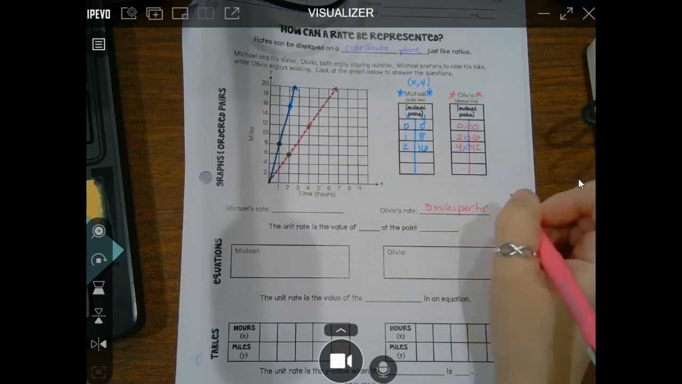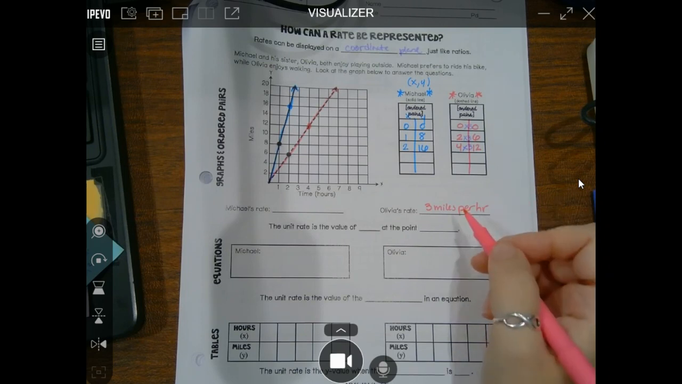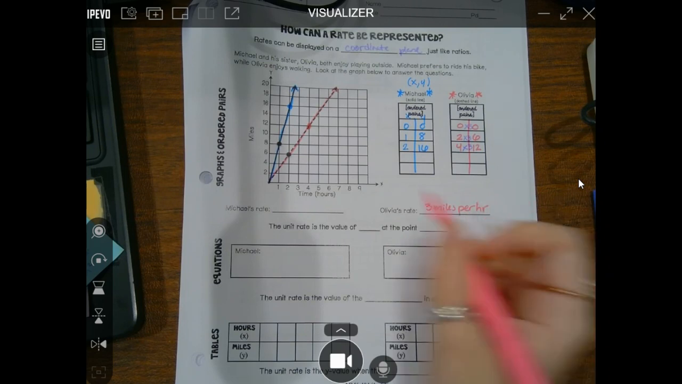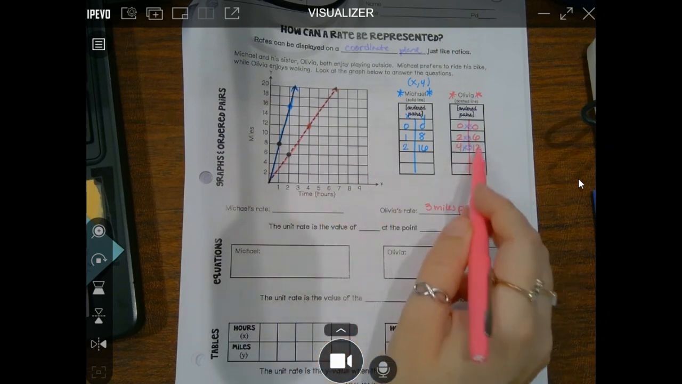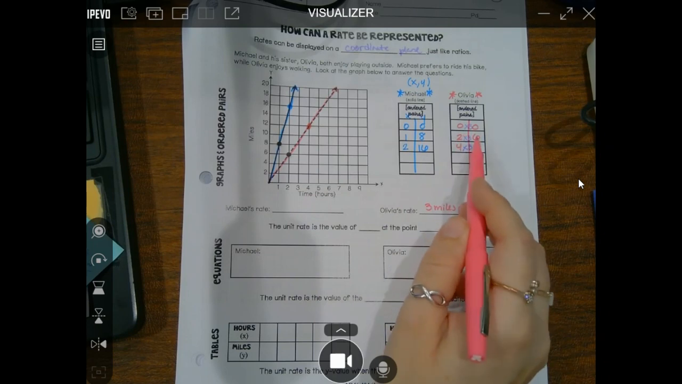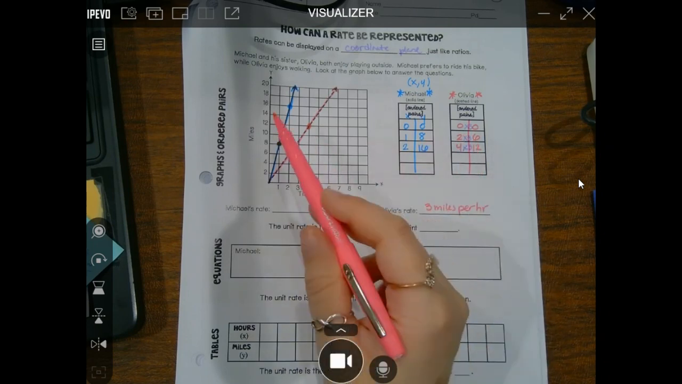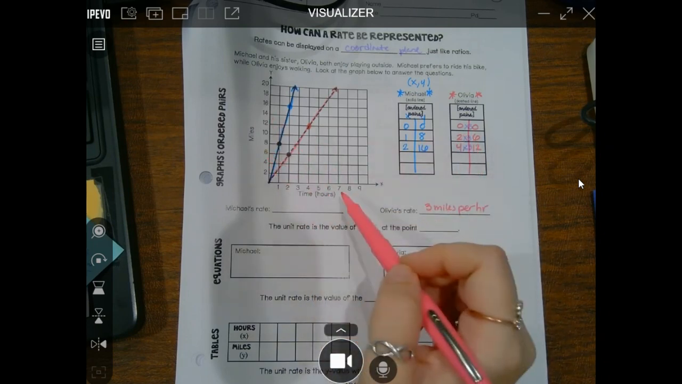And you're like, wait, how do you know the units? Okay, well, remember the rate is y per x, right? And y is talking about the miles, and x is talking about the number of hours. So 3 is the number that remains constant that you're multiplying by each time, and then the units are the y per x, so miles per hour.